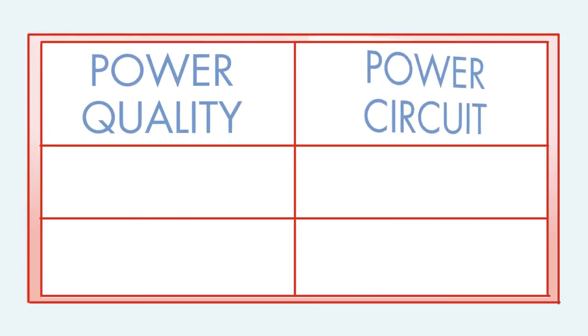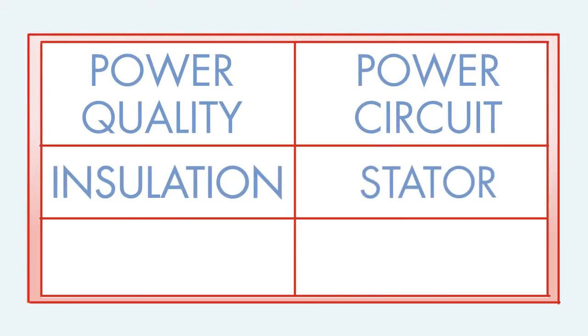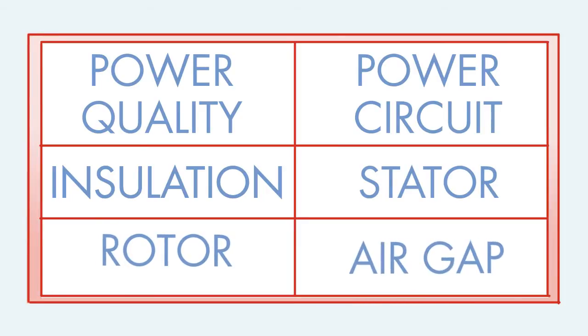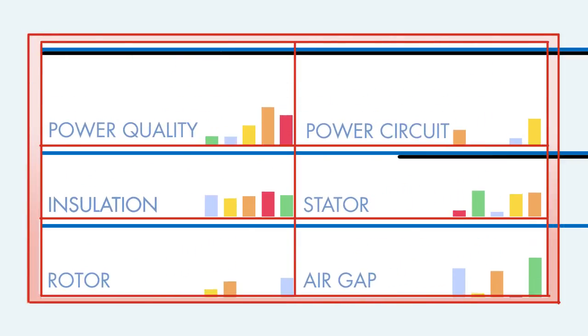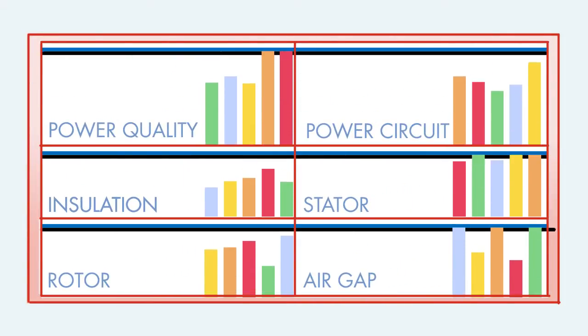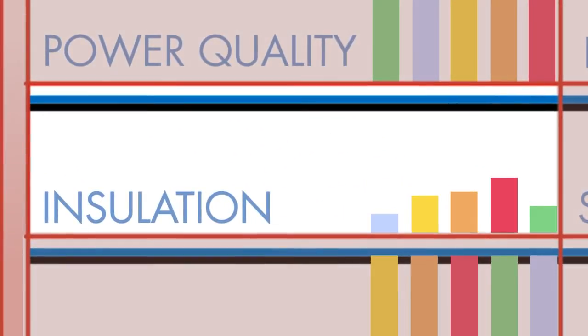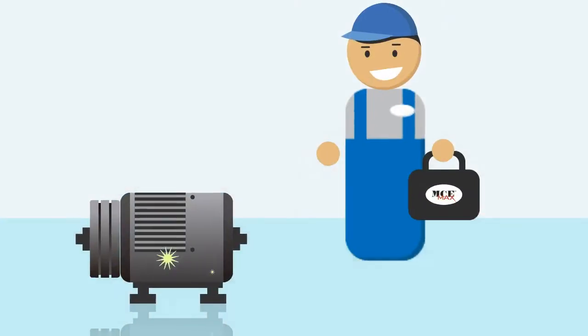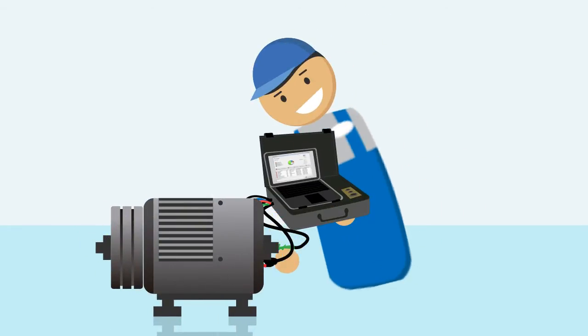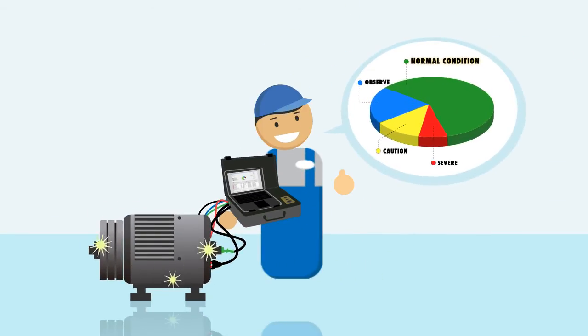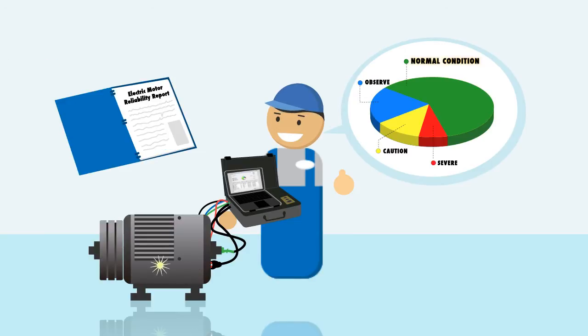MCEMax works like this. Data is divided into 6 fault zones: power quality, power circuit, insulation, stator, rotor, and air gap. For immediate comparison to baseline data and industry standards, it recognizes negative trending and alerts you of problems early on, making the lives of your employees easier while you have the quality assurance and diagnostic information you need.